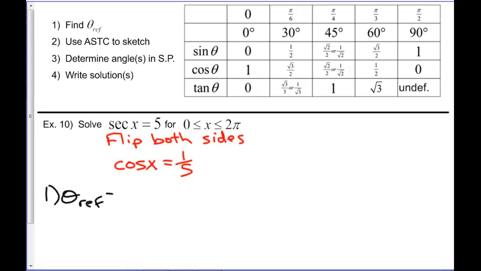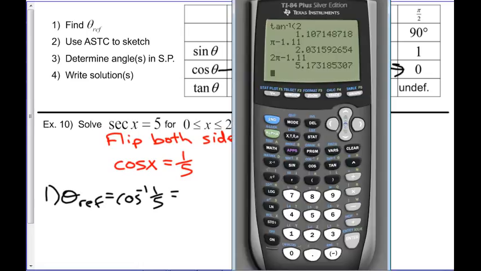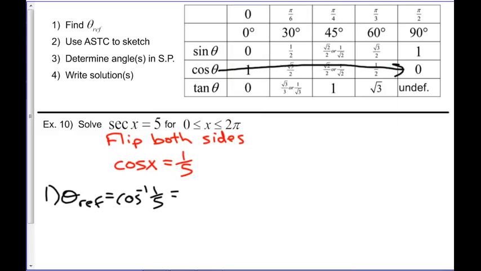Theta ref, we don't have 1/5 anywhere in the table. So we'd have to go inverse cos of 1/5. And let's work that out. Inverse cos of 1 divided by 5 gives us 1.37. There's our reference angle.